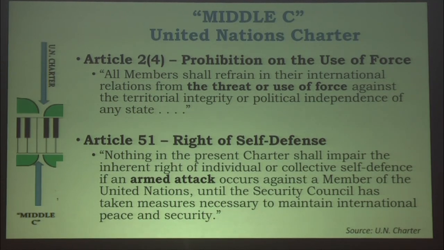So let's take this apart. Article 2, sub 4, places a prohibition on the use of force. However, there are two exceptions to this. The first one being recognizing the collective security power of the United Nations. Specifically, under Article 39 of the UN Charter, it recognizes the authority of the United Nations Security Council to determine if there's been a threat, breach of the peace, or act of aggression, and offer up some modes of recourse for the aggrieved state.